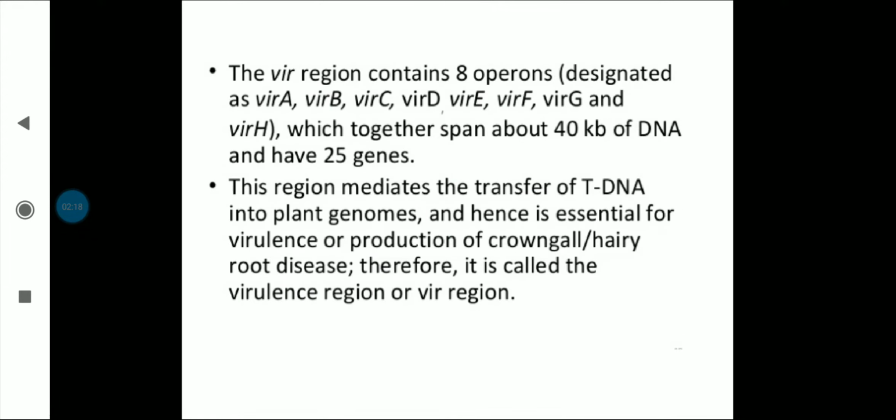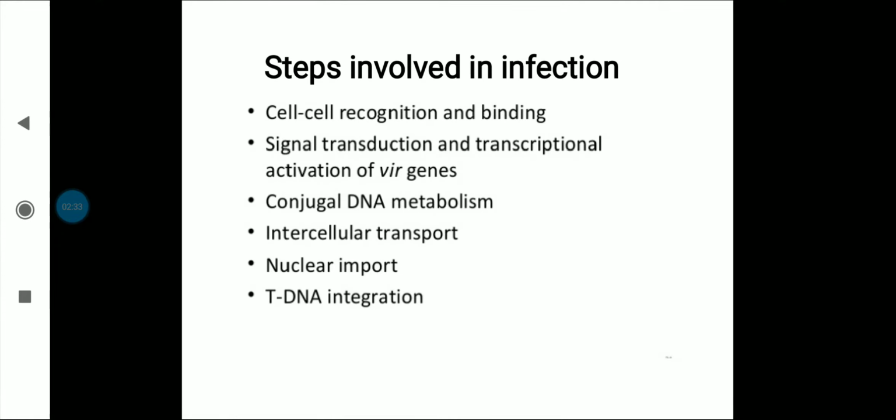Coming to the virulence region, it contains 8 operons and altogether 25 genes. The function of the vir region is to transfer tDNA into the plant body. So there are many steps involved in infection, and the steps are cell to cell recognition and binding, signal transduction and transcriptional activation of vir region, conjugation, DNA metabolism, intracellular transport, nuclear import, and tDNA integration.